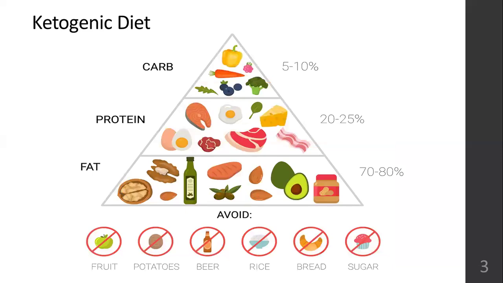So this is the main principle of the ketogenic diet. Carbohydrate should be 5 to 10%, not more than that, to keep the brain functioning, because the brain requires glucose for energy. Protein 20 to 25%, and the remaining comes from healthy fats. 70 to 80% of energy comes from healthy fats. What you have to avoid: all fruits, potatoes, starchy food, beer, rice, bread, sugar. You have to completely avoid them because these are all carbohydrates.